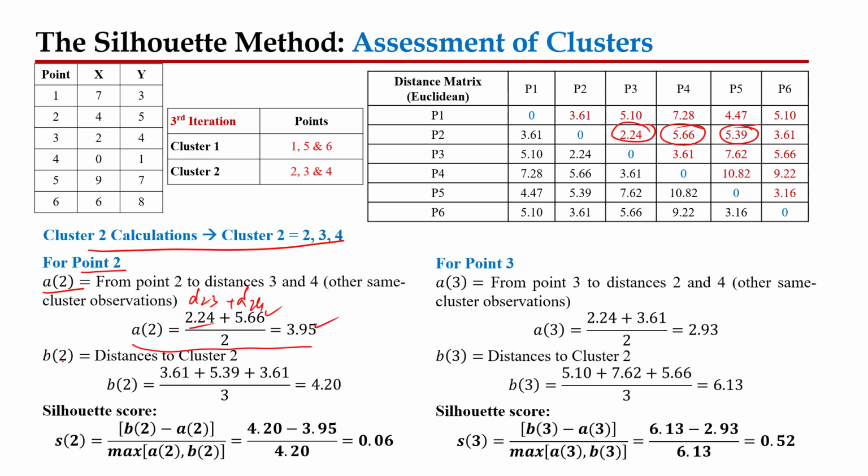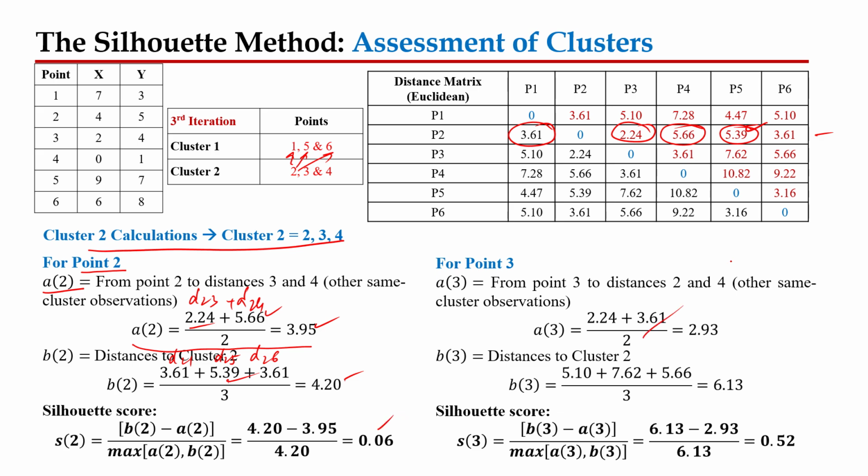Okay. Similarly, B2 means we are going to calculate the distance between point 2 to 1 as well as 5 as well as 6. Okay, so this is basically 2 to 1, this is 2 to 5, and this is 2 to 6. So 2 to 1 is 3.61, 2 to 5 is 5.39, 2 to 6 is 3.61, divided by 3. So against observation 2, the silhouette score is 0.06.